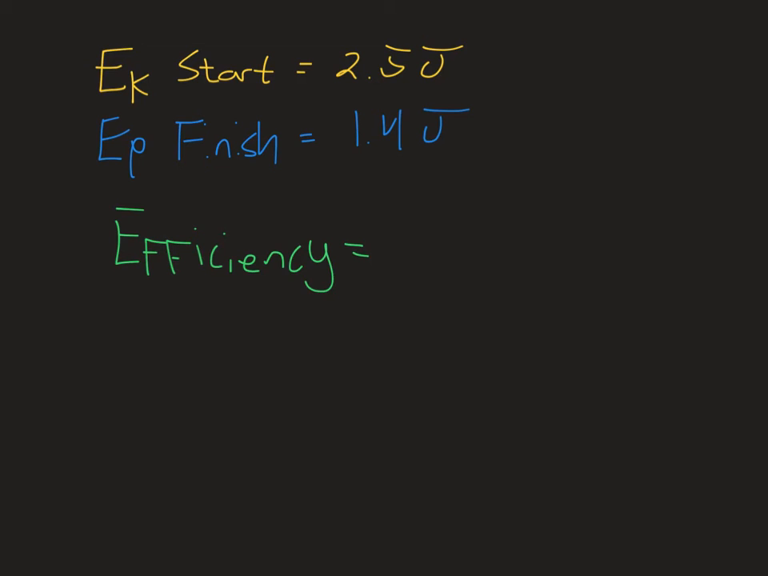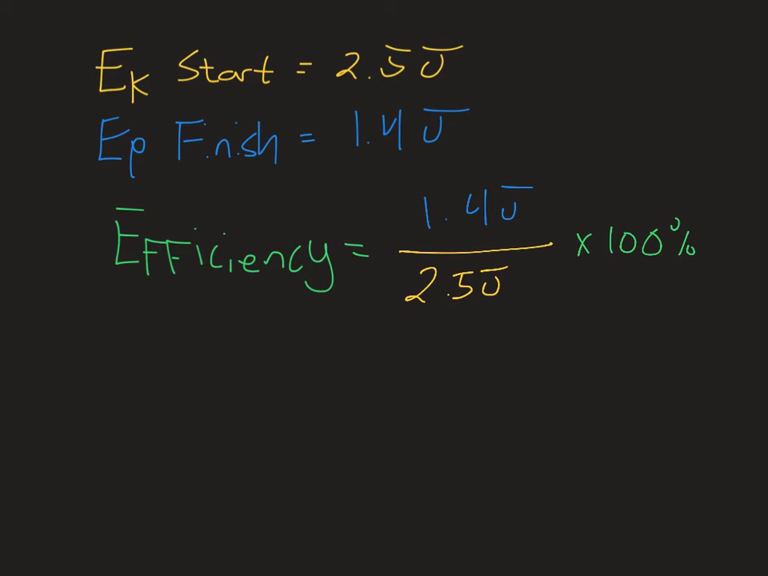All right. So my input energy here is going to be 2.5 joules. My output energy is how much the machine put out, which is going to be the 1.4 joules. If you're ever not sure how to set up this formula, the lower number should always be on top. The higher number should always be on the bottom. And then I'm going to multiply that by 100%.